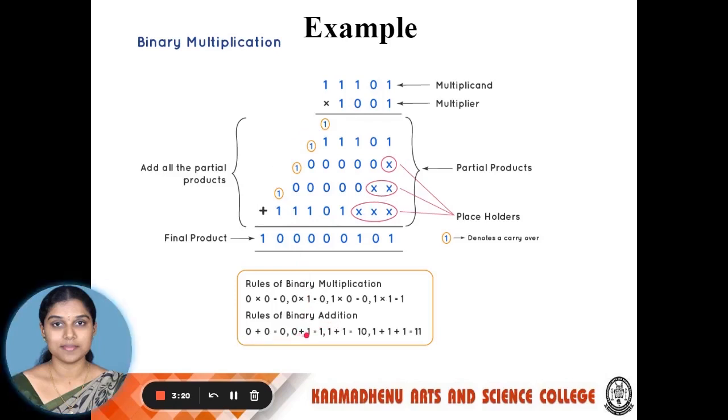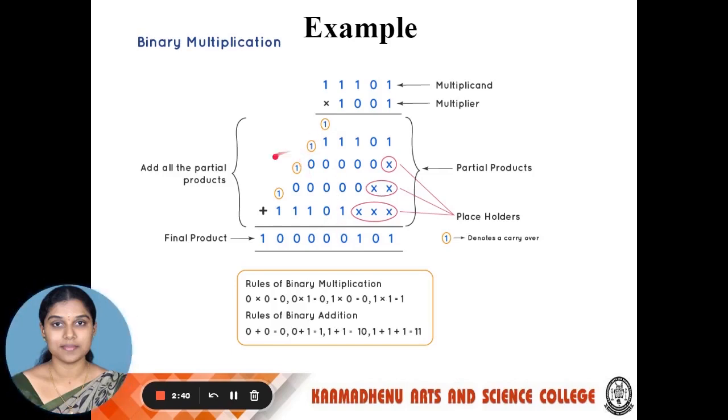0 plus 0 is 0, 0 plus 1 is 1, 1 plus 1 is 10, 1 plus 1 plus 1 is 11. Okay, so let's add. There is no number to add with 1, so we take 1 as the result. Then 0 0 0 and 1 0 0 1 gives 1 0 0 1. It will be 10, right? 0 as the result, 1 as a carry. Here also 1 plus 1 is 10, 0 as the result, and 1 will be the carry.